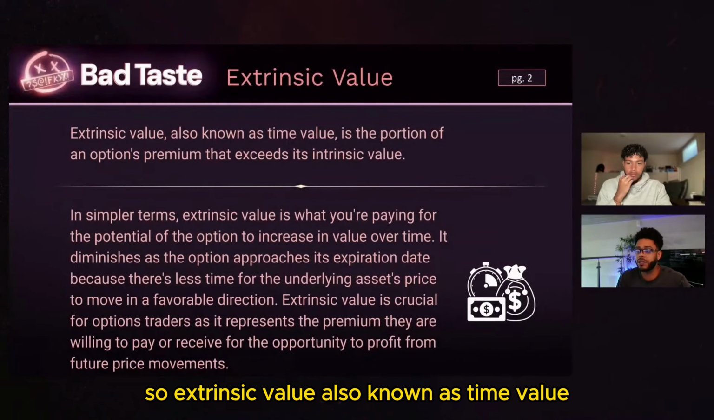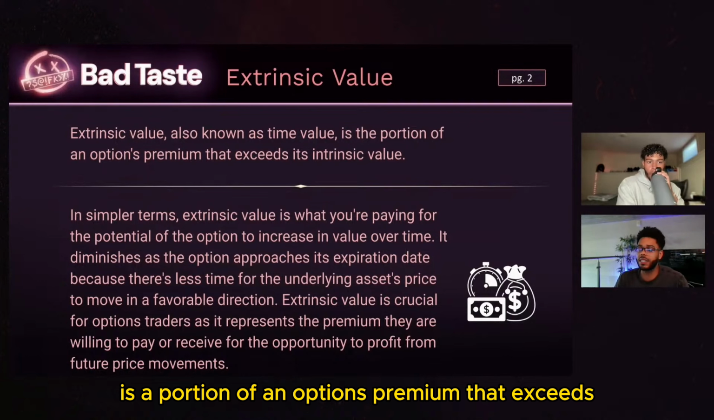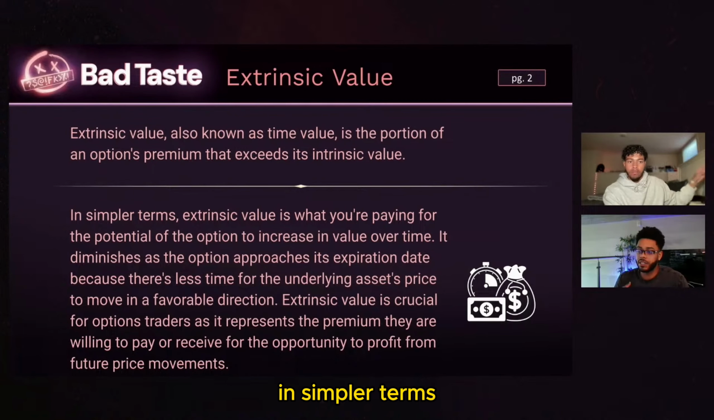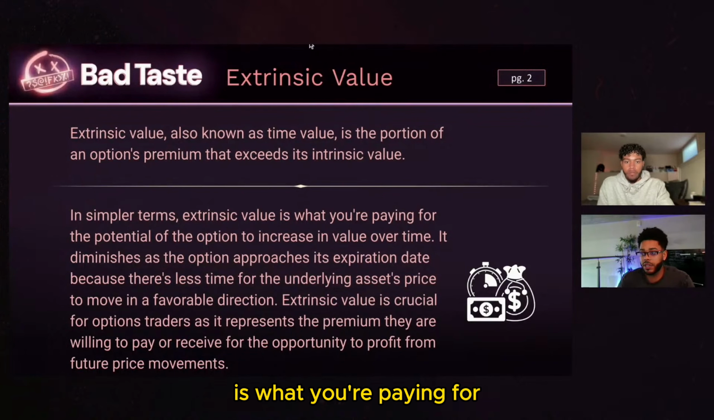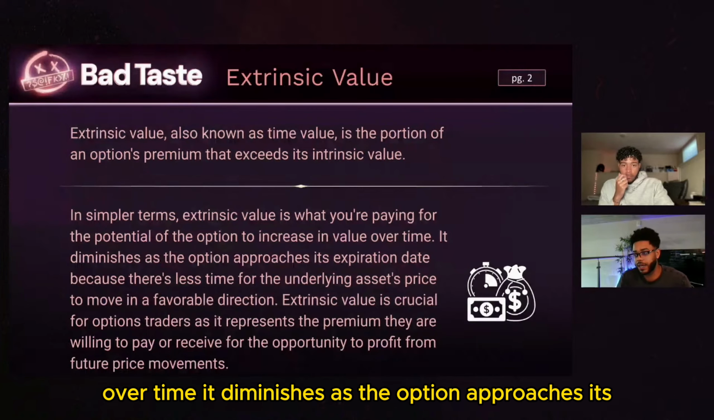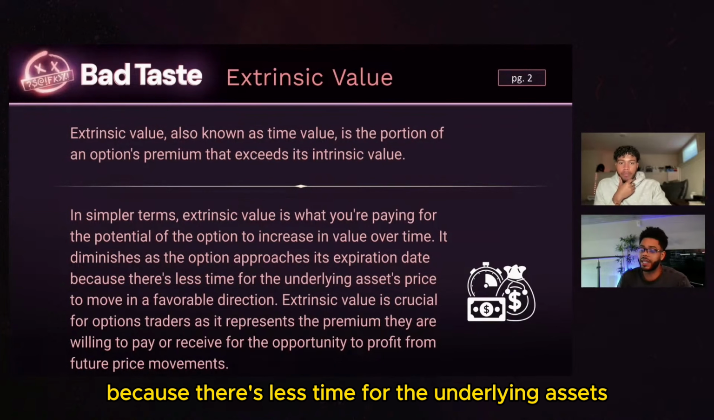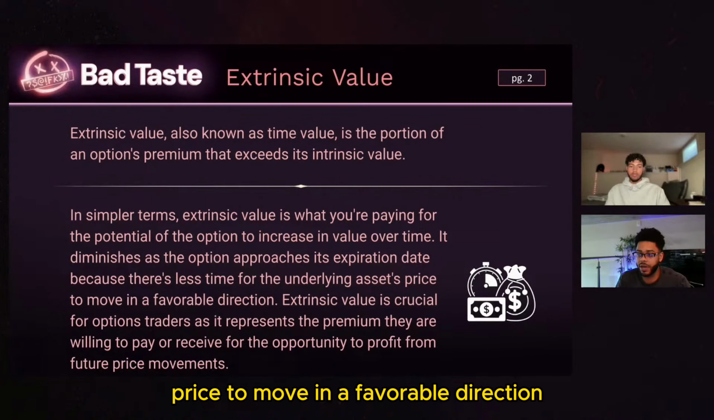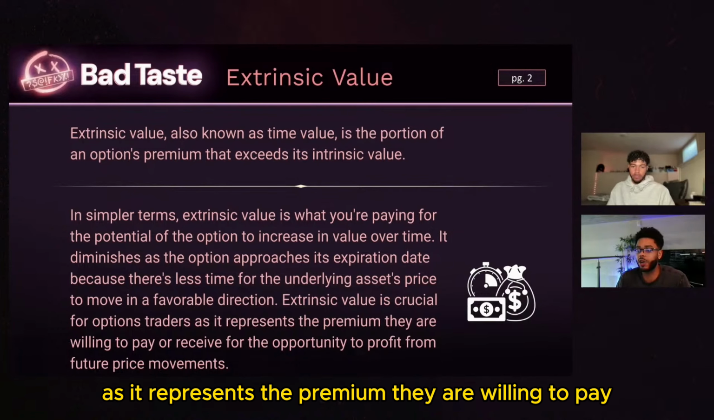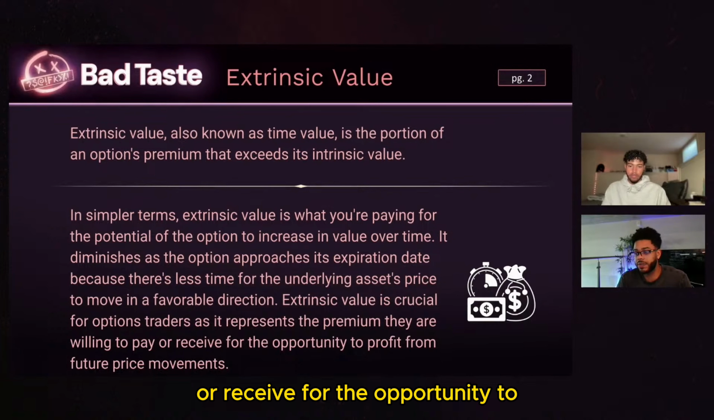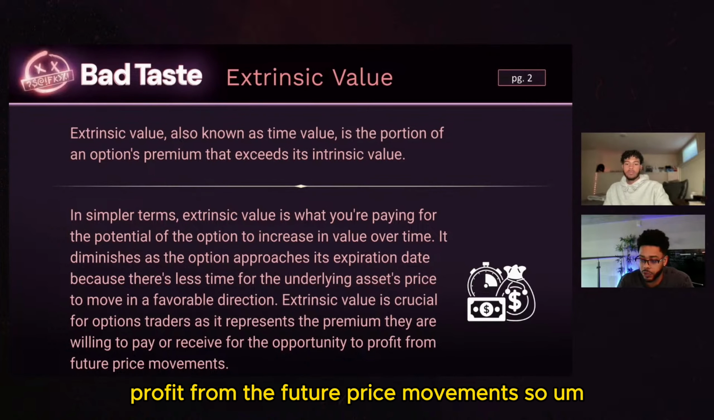So extrinsic value, also known as time value, is the portion of an option's premium that exceeds its intrinsic value. In simpler terms, extrinsic value is what you're paying for, the potential of the option to increase in value over time. It diminishes as the option approaches its expiration date because there's less time for the underlying asset's price to move in a favorable direction. So extrinsic value is crucial for options traders as it represents the premium they are willing to pay or receive for the opportunity to profit from the future price movements.